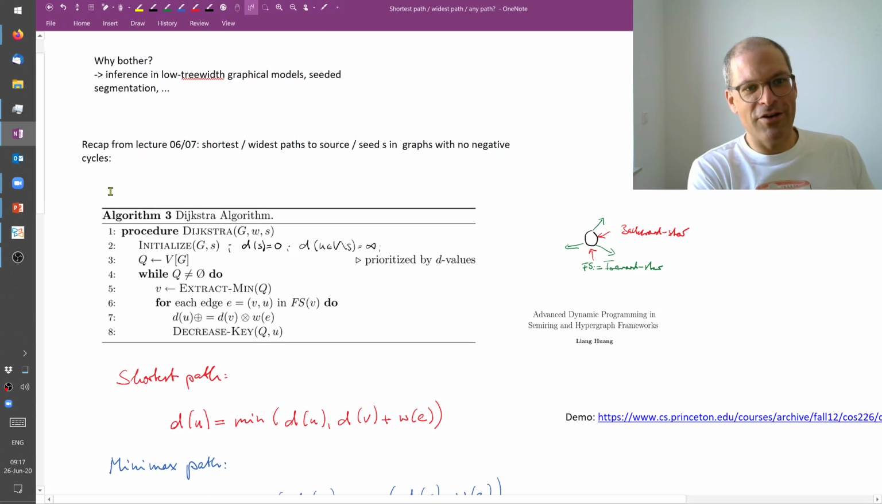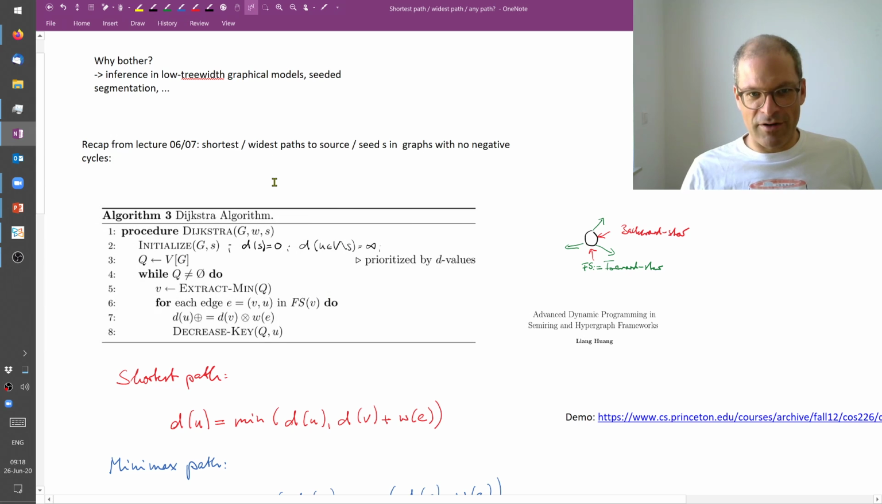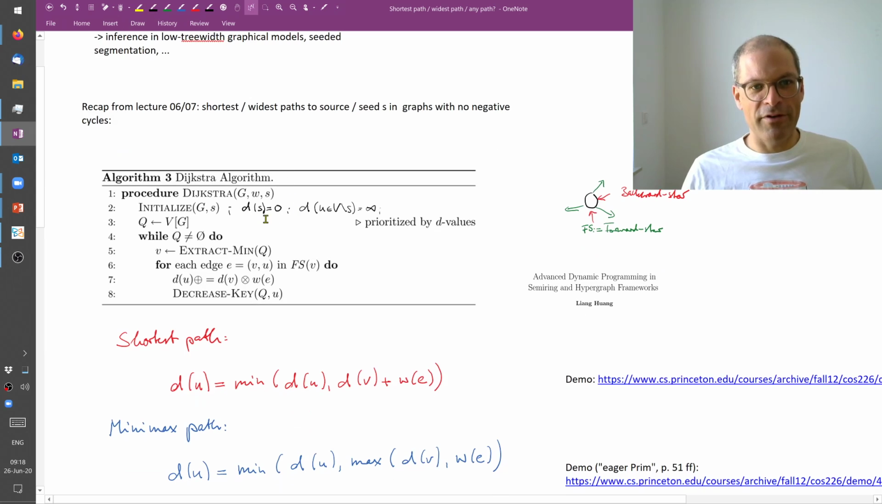So here is some pseudocode we've seen before, Dijkstra's algorithm. And let's remind ourselves briefly what happened. We have a single source S. The distance of the source to itself is set to 0. The distance to any other node U in our set of vertices V except S is set to infinity. All of these nodes are put onto a queue.